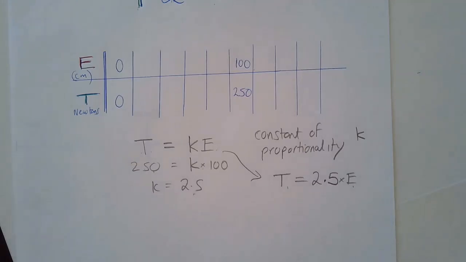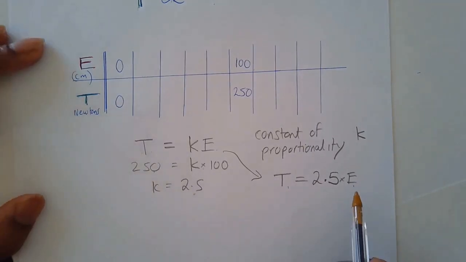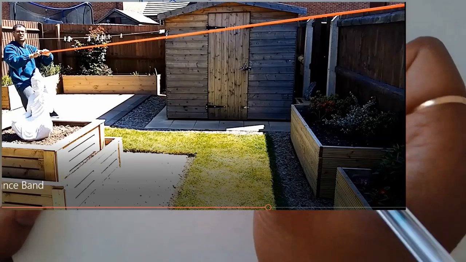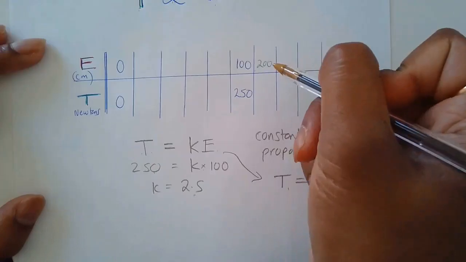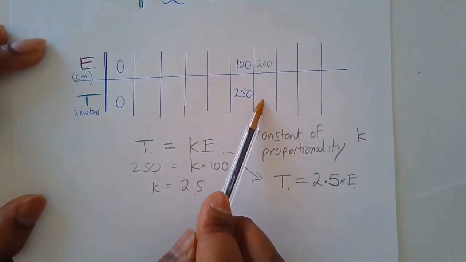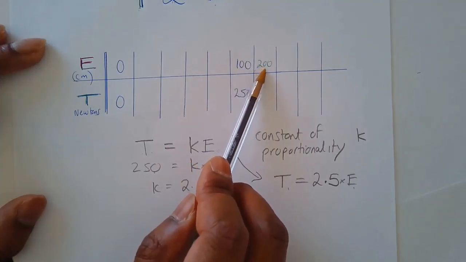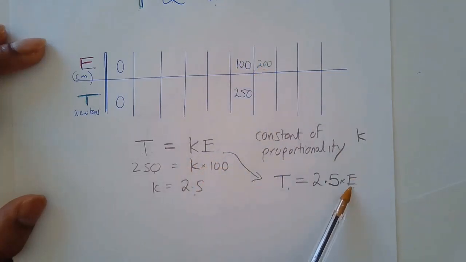So for example, let's suppose extension happens to be 200 centimeters. What's the tension going to be? Well, if the extension is 200 centimeters, substitute the 200 in here. 200 times 2.5 is 500.